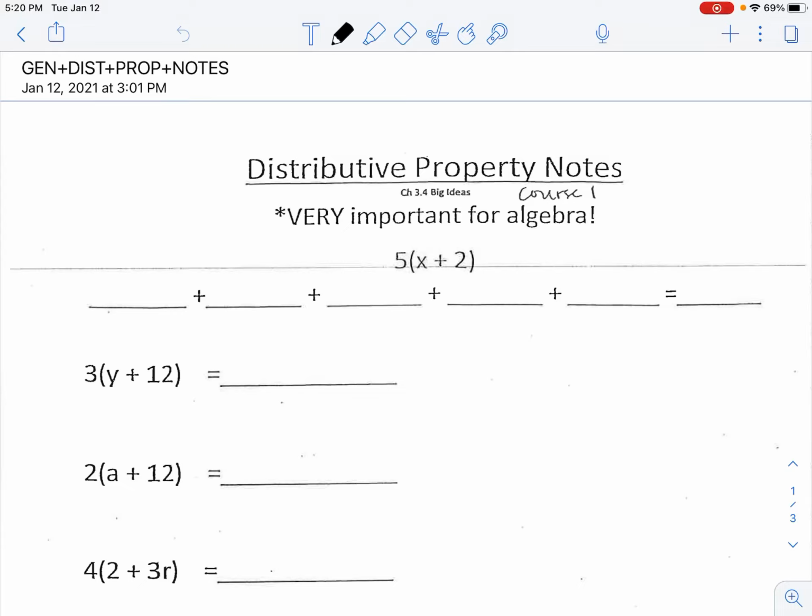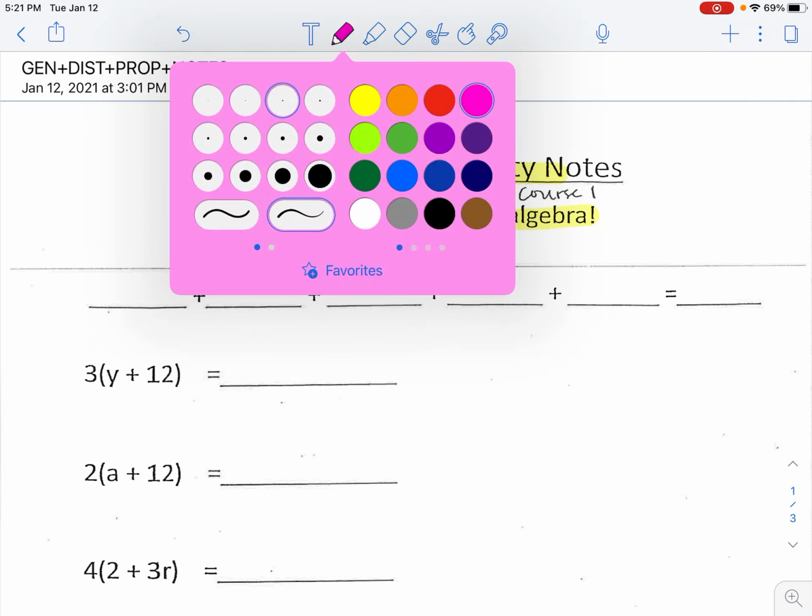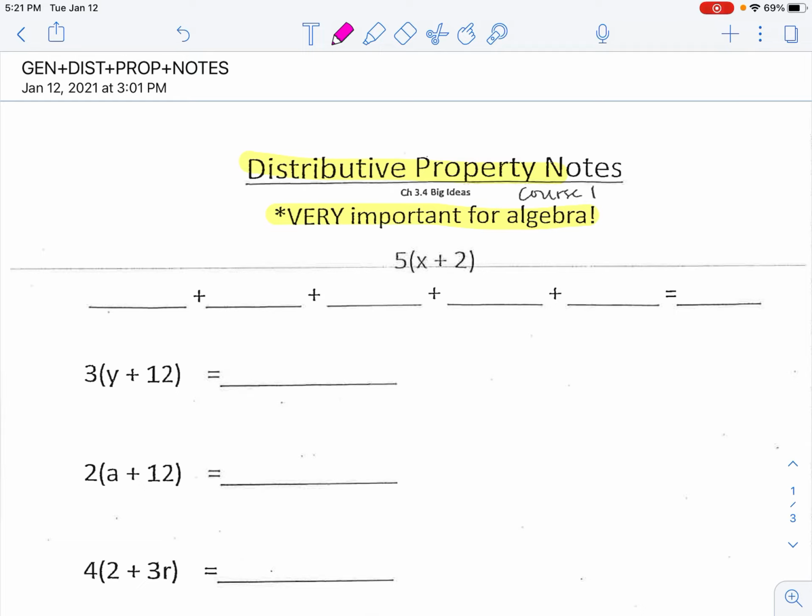Hey guys, so here are your notes on the distributive property, just in case you were absent or you need a refresher. All right, so what we did in class yesterday and today, January 11th and 12th, was we learned about the distributive property. As it says here, it's very important for algebra. You have your big 100-point test coming up in just a couple of weeks, so this is going to be on there.